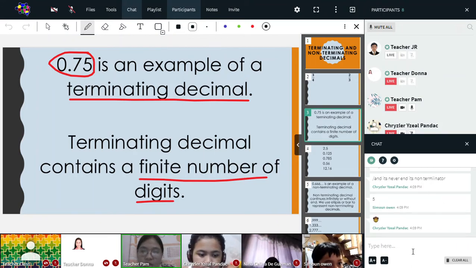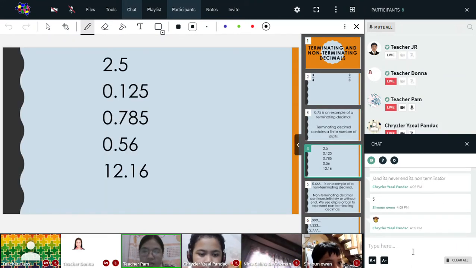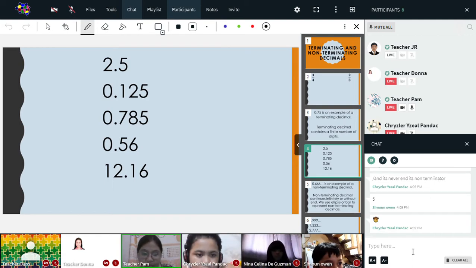Examples of terminating decimals. Take a look at this. We have 2.5, 0.125, 0.785, 0.56, 12.16. So all of them end, right?